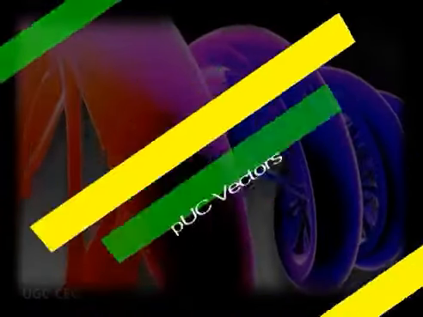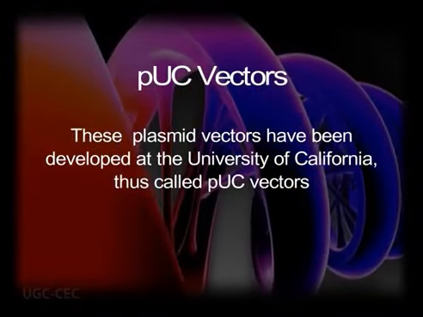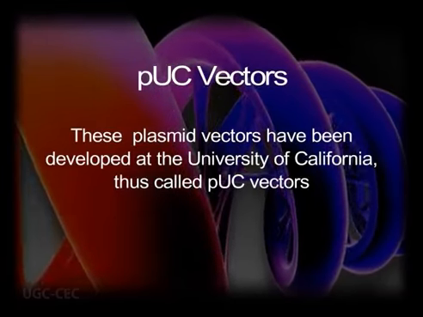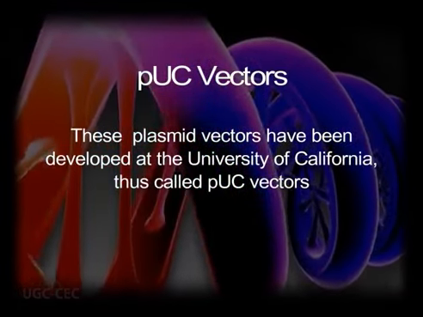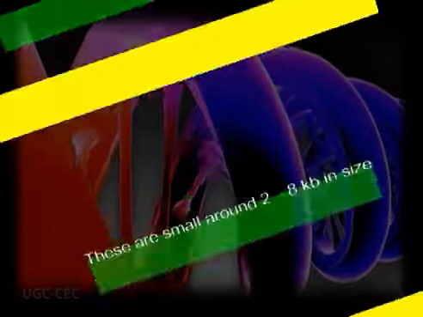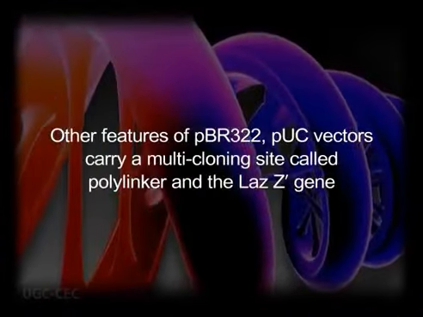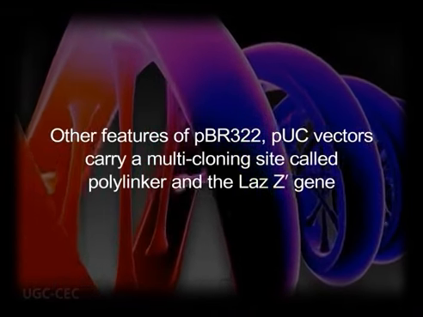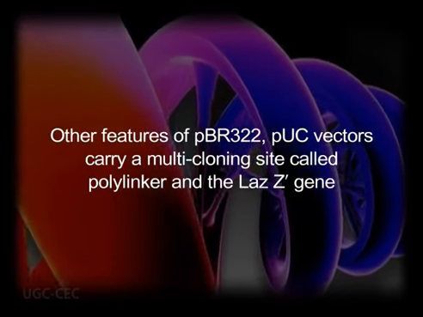Now, what are pUC vectors? These plasmid vectors have been developed at the University of California, thus named pUC: p for plasmid, u for university, c for California. They are small, around 2 to 8 kilobase in size. They are high copy number plasmids. Besides other features of pBR322, pUC vectors carry a multiple cloning site called a polylinker and the lacZ gene.